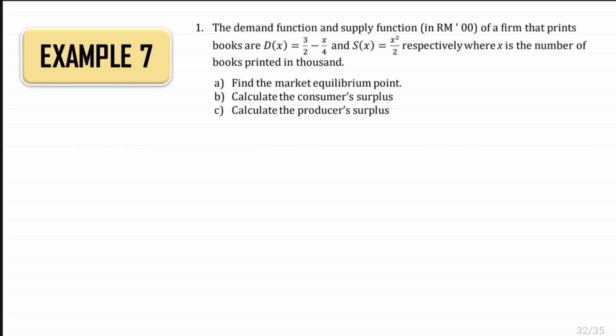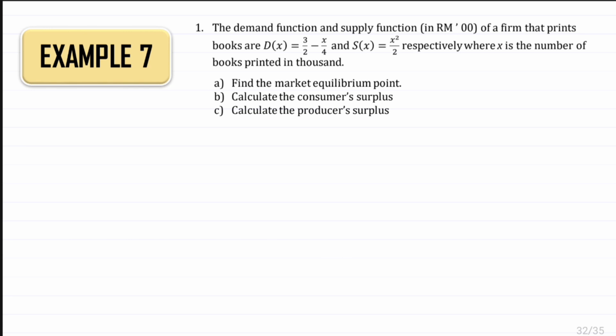We go to Example 7, number 1. The demand function and supply function, in RM100, of a firm that prints books are Dx equals 3 over 2 minus x over 4, and supply function Sx equals x squared over 2 respectively, where x is the number of books printed in thousands. Question A, find the market equilibrium point.